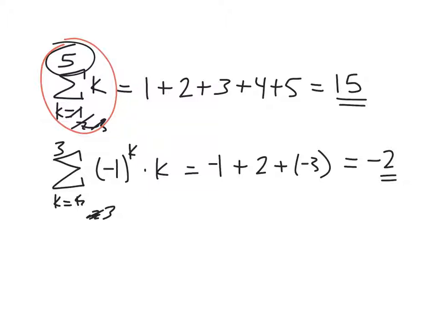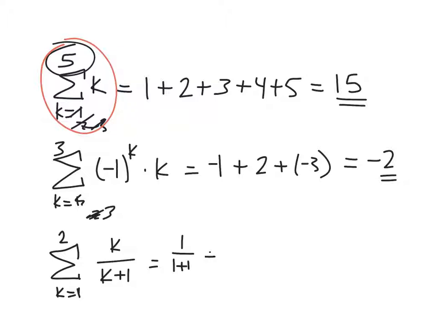Let's do one more. What about K is from, let's go 1 to 2. Just that'll make this a little shorter. And let's do K over K plus 1. So as we're evaluating this sigma sum, we're going to start by plugging 1 in for K. That would be 1 over 1 plus 1.